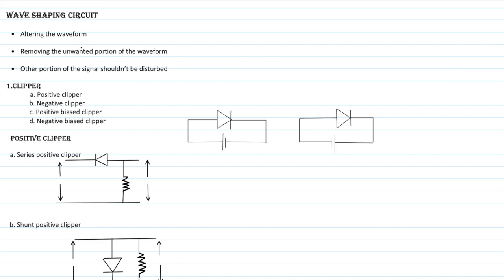In last class, I explained about the diode, its construction and its working. In today's class, I will be explaining about applications of diode. So the first one is the wave shaping circuit. What is this wave shaping circuit?